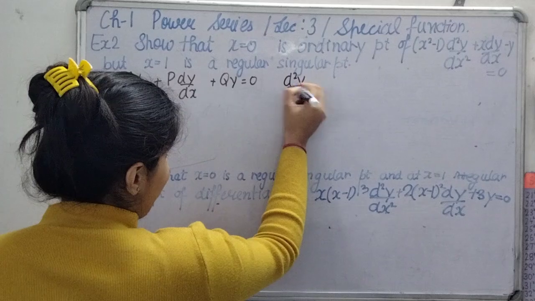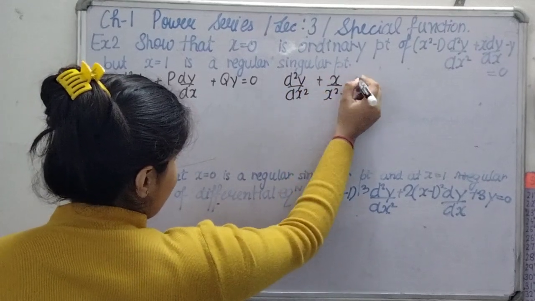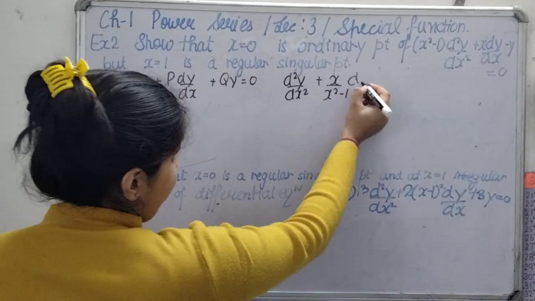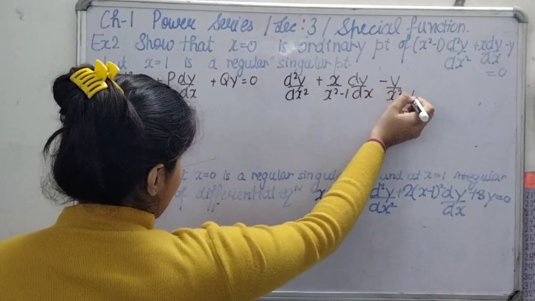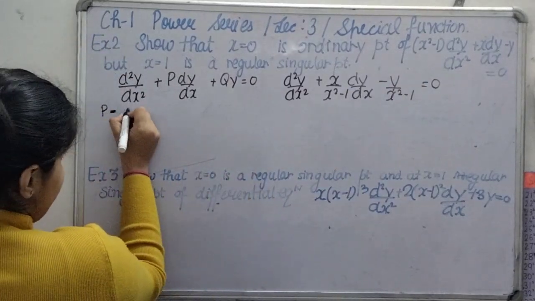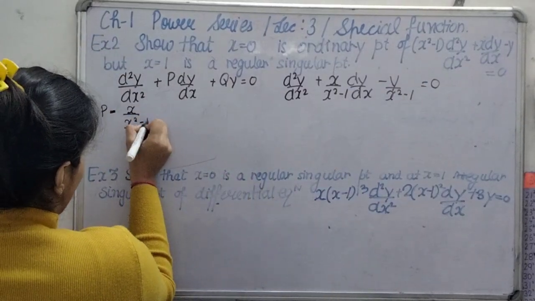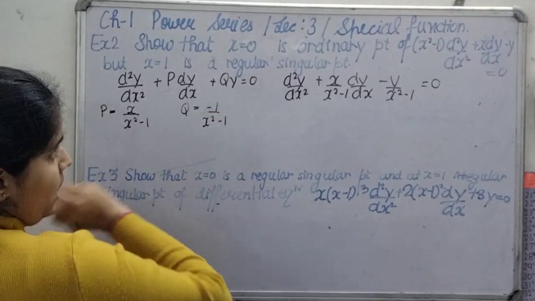So it will become d square y by dx square plus x upon x square minus 1. x square minus 1 से पूरी इक्वेशन को डिवाइड कर देते हैं, dy by dx minus y upon x square minus 1 is equal to 0. So we will compare, we will get p is equal to x upon x square minus 1 and q is minus 1 upon x square minus 1.